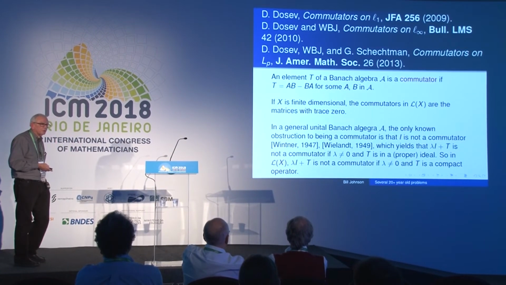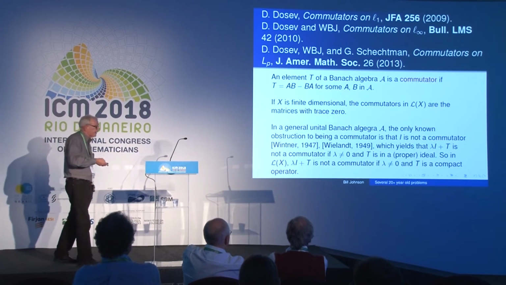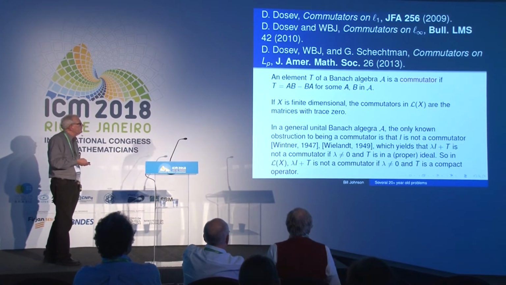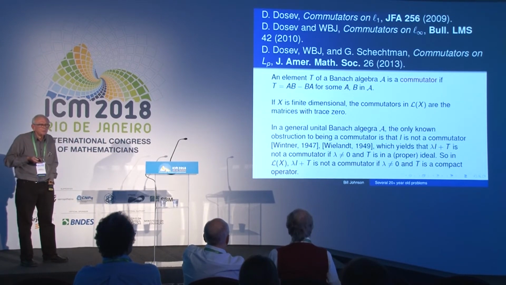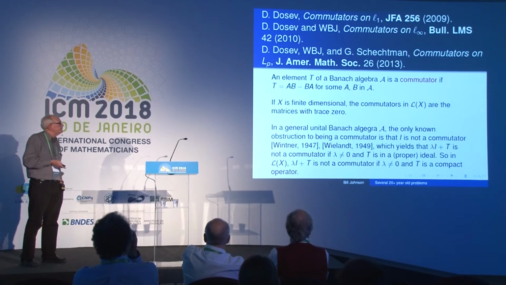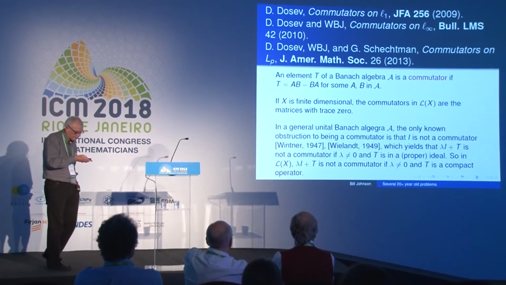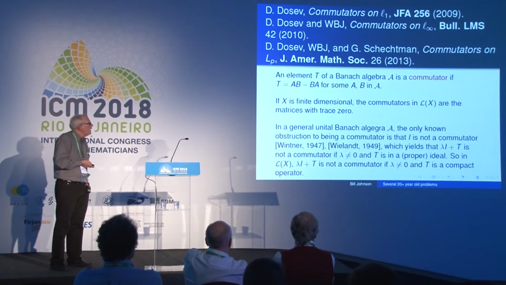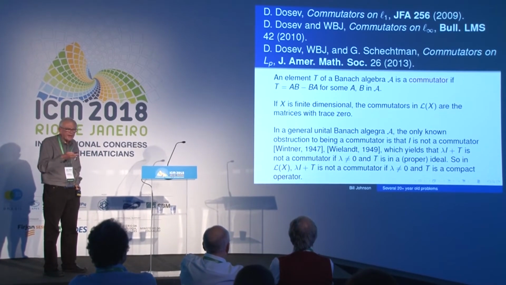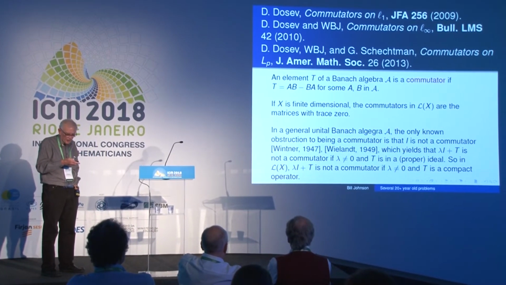Now, if you go to a general Banach algebra, and I'll only consider algebras with identity, there's only one obstruction to an element of the Banach algebra being a commutator, and this was discovered by Wintner 70 years ago. He proved that the identity operator cannot be a commutator of two bounded linear operators.